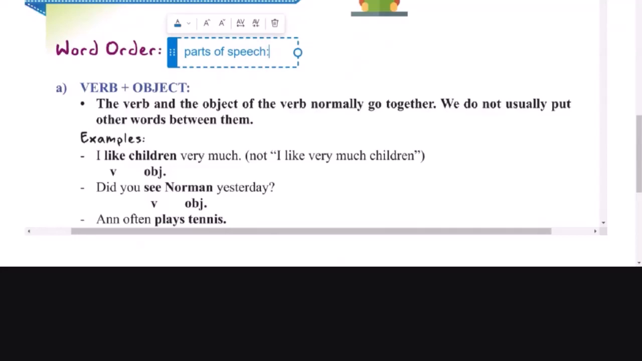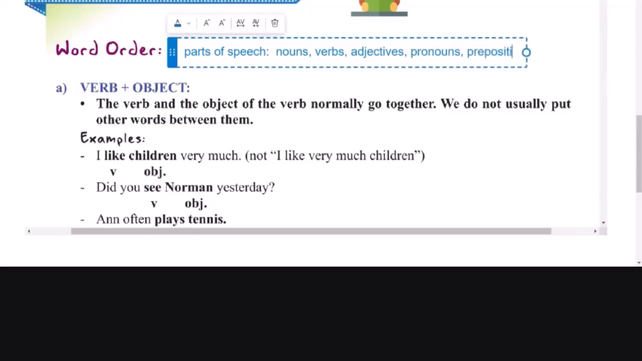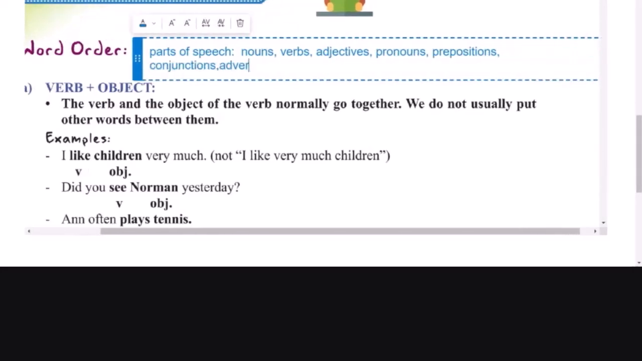And I'm sure you know what the meaning of parts of speech is. Do you understand parts of speech? No, teacher. Oh, not exactly. Okay. Examples: nouns, verbs, adjectives, pronouns, prepositions, conjunctions, adverbs, etc. Right? All of these are parts of speech, different parts of speech.